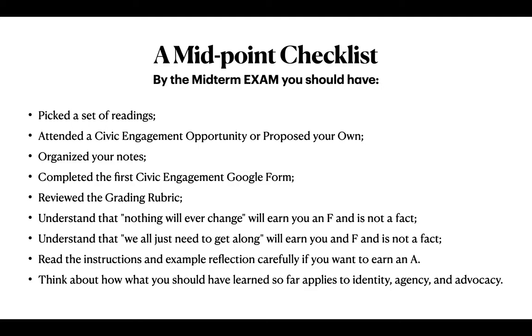So you will know this by looking at the grading rubric carefully. You need to understand that if you tell me nothing will ever change, you are wrong. Things change all the time. It's a fundamental rule of physics that things change. So just making this statement is going to give you an F, because it shows me that you are just not checked into this class at all. On the other hand, if you tell me that all we need to do is just get along, or people just need to be better, you will also earn an F, because that's also not a fact. You're just giving me cliche, meaningless statements that show me that you're not engaged in this class at all. You're just hanging out there.